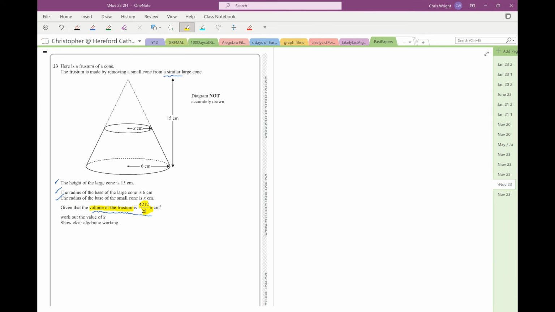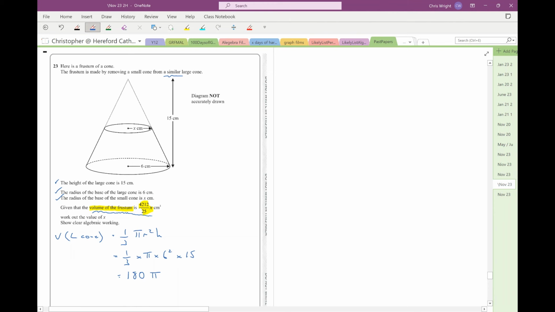Well, the volume of the frustum is going to be the volume of the whole cone, subtract the volume of the smaller cone, isn't it? Now, can I find the volume of the larger cone? Well, the formula for the volume of a cone is given to you on the formula sheet, 1/3 pi r squared h. So in this case, it's 1/3 times pi times the radius of the large cone, 6 squared, and the height of the large cone is 15. Bit of calculator action, and you will find that the volume of the large cone is 180 pi.